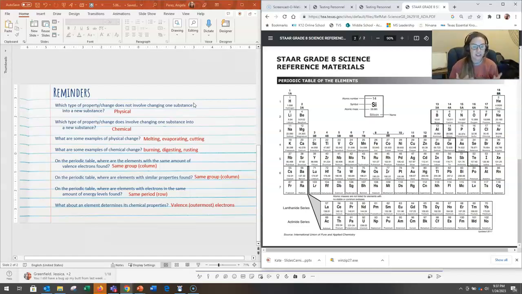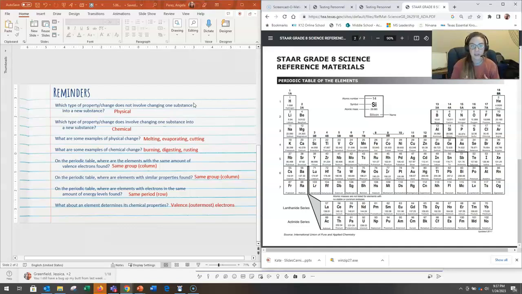Which change does involve changing one substance into something new? A chemical change. This would be baking a cake. I have flour, butter, and sugar, and all of these things combine together and react together to make something new, a cake that wasn't there before. So when something new is formed, that's a chemical reaction. Examples of physical change are melting, evaporating, cutting, ripping my notebook.